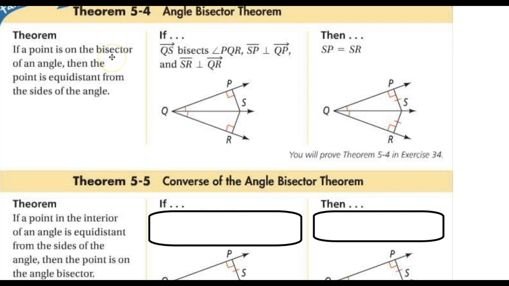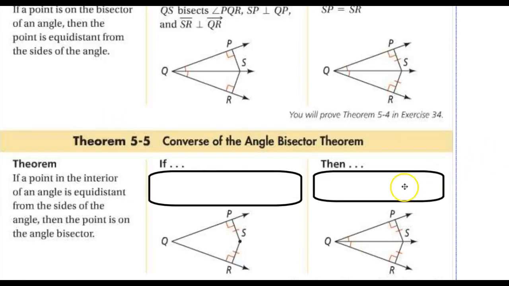And then that brings us to our converse. It says if a point is in the interior, remember what converse means, it means to reverse them. So here we got point S, and we know it's equidistant from the sides. So if it's on the interior and it's equidistant from the sides, then the point is on the angle bisector.